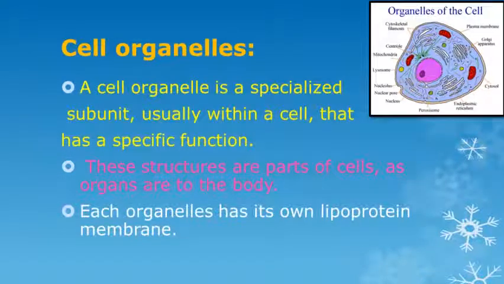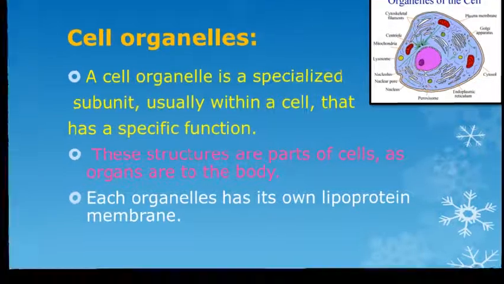Each organelle has its own lipoprotein membrane. That means it has lipid, and lipid means fats, and protein also. That means it is a combination of both lipid and protein. A membrane is there with each cell organelle, and except the nucleus and chloroplast, all other organelles can be seen only with the electron microscope. So to observe the cell organelles, a compound microscope will not work. An electron microscope is required.